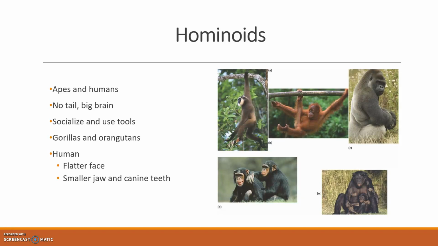Both groups have a capability of building social relationships and utilizing tools. Some animals in the hominoids group include gorillas and orangutans. And if you compare a human to a chimpanzee, a human has a flatter face, smaller jaw, and smaller canine teeth. Although the body sizes may be similar, our brain is quite larger than those brains of apes.